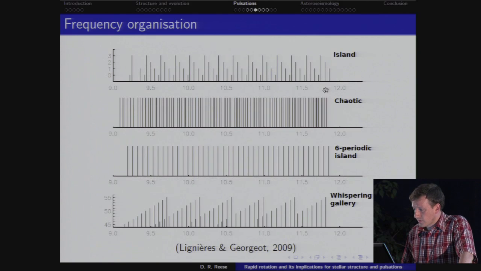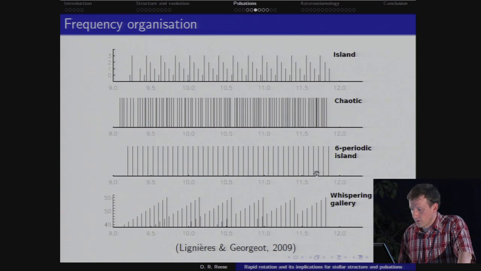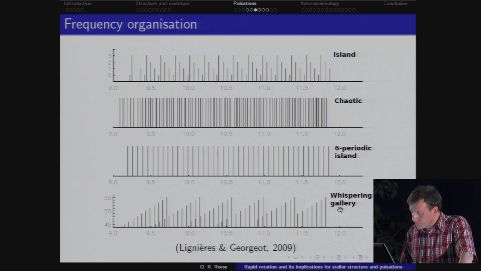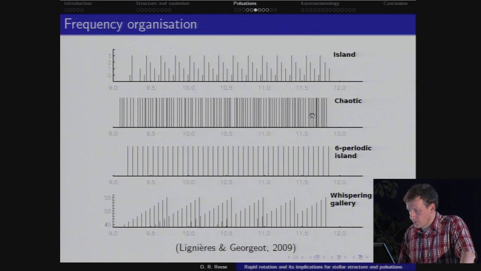And so in this next slide, you can see how the frequencies of these different classes of modes behave. The island modes, and there's also another class called the 6-period island modes, and the whispering gallery modes follow regular asymptotic patterns, as illustrated here, whereas the chaotic modes follow a statistical distribution.